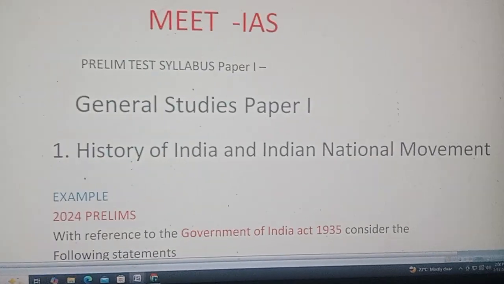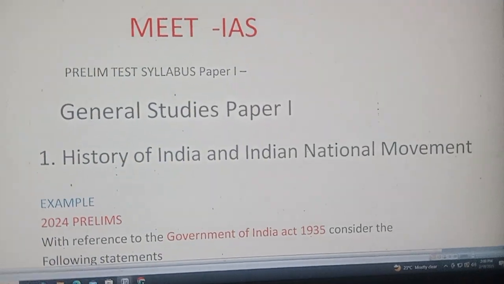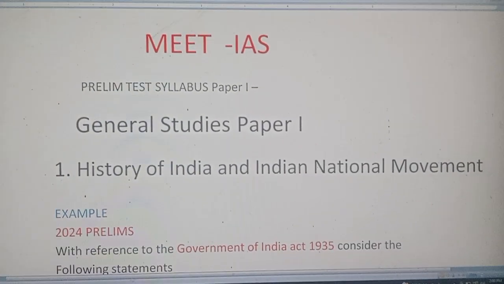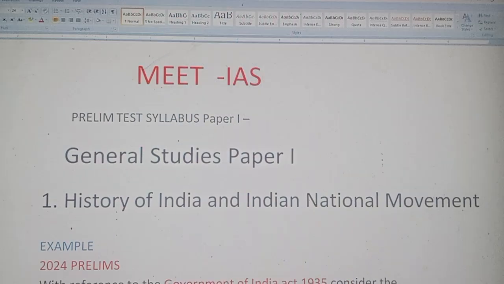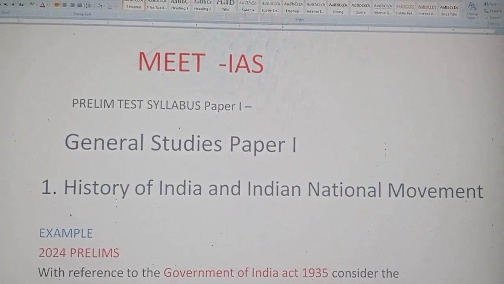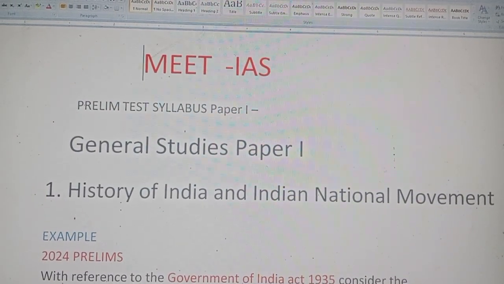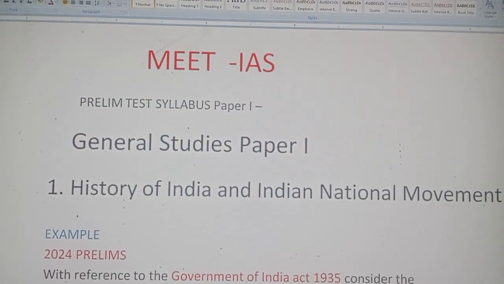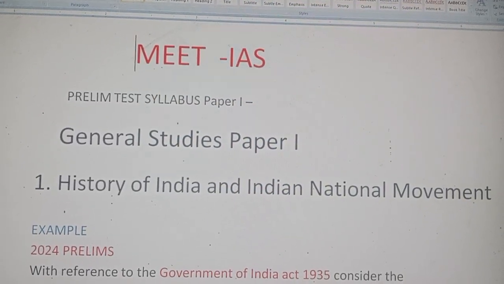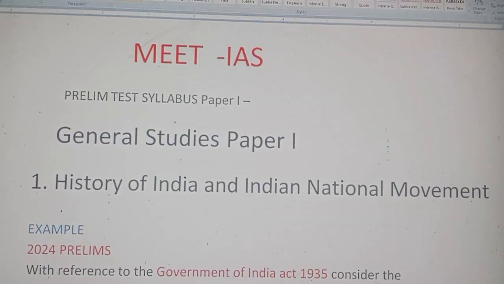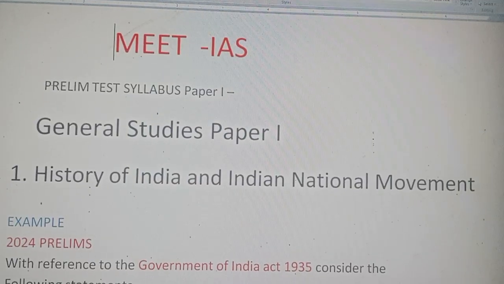Today we have to see preliminary test syllabus one, General Studies. History of India and the Indian national movement is the most important topic in the General Studies paper. Ten or more questions come from this topic.